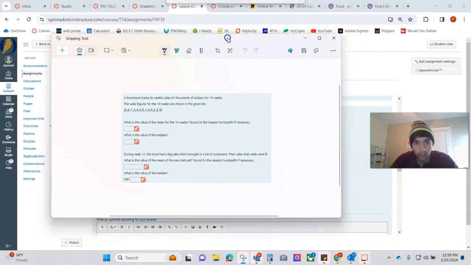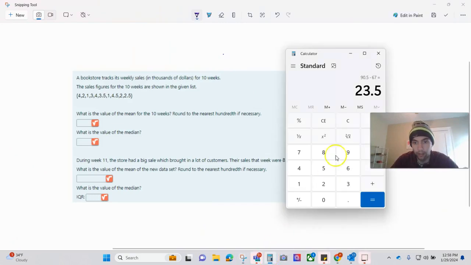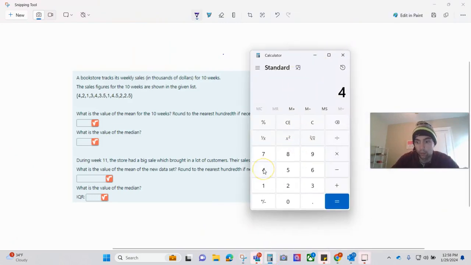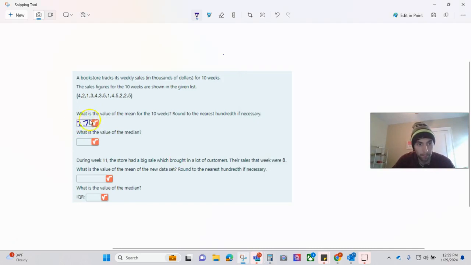Okay, what is the mean? We have 10 numbers. What is the mean of the data? So I add all the numbers up and divide that by 10. 4 plus 2 plus 1 plus 3 plus 4 plus 3.5 plus 1 plus 4.5 plus 2 plus 2.5 equals that, divided by 10, because there's 10 numbers: 2.75. What is the value of the median?